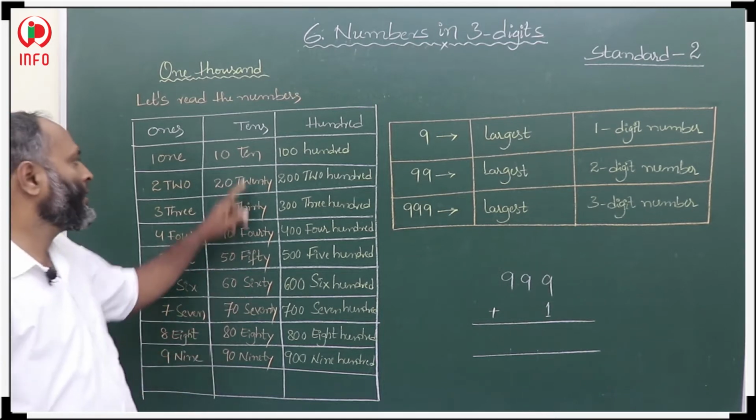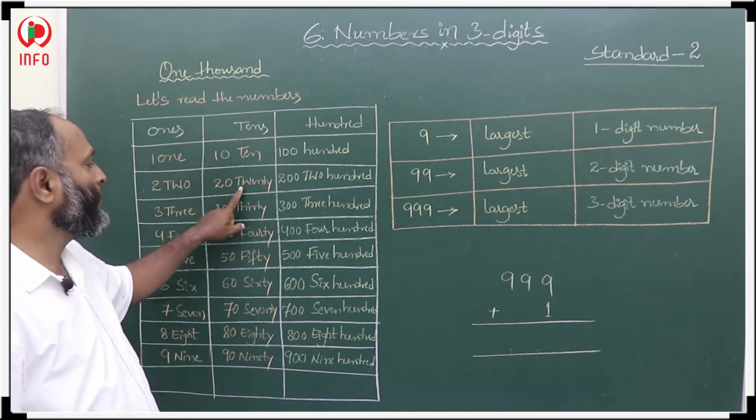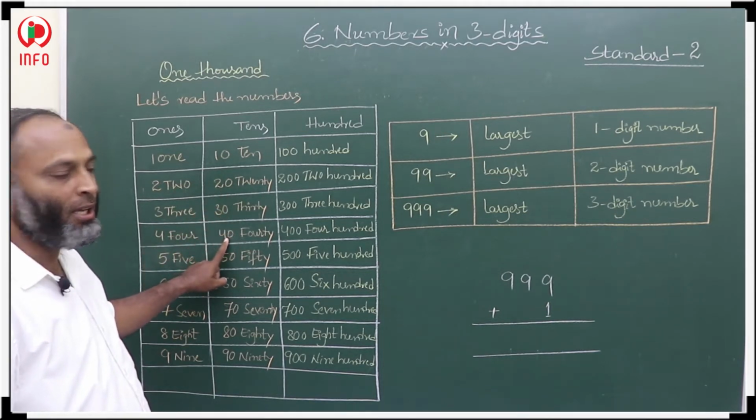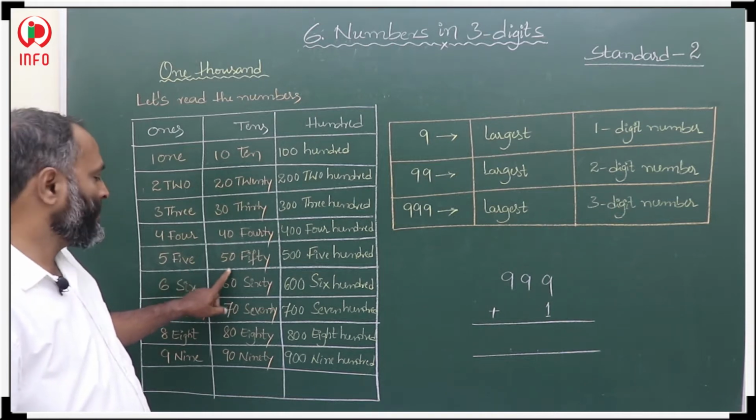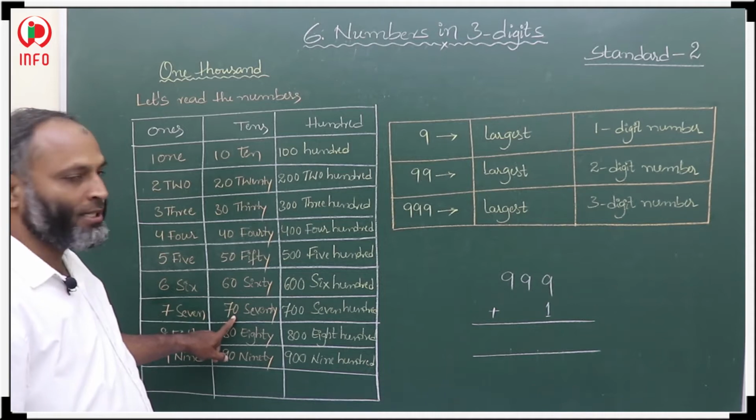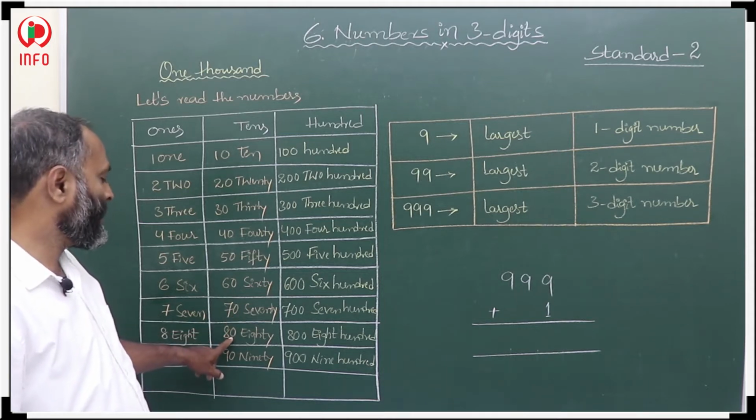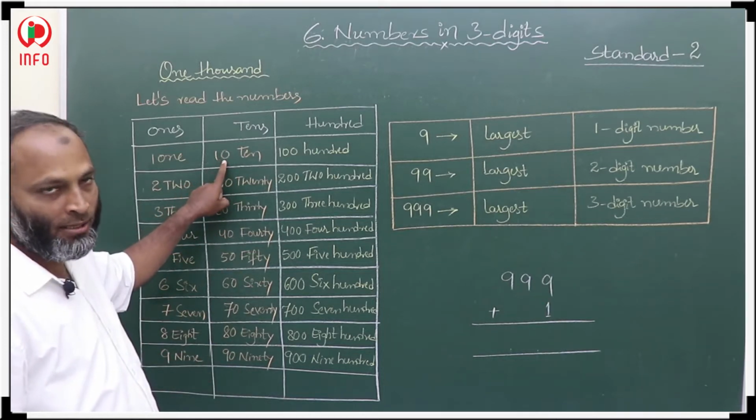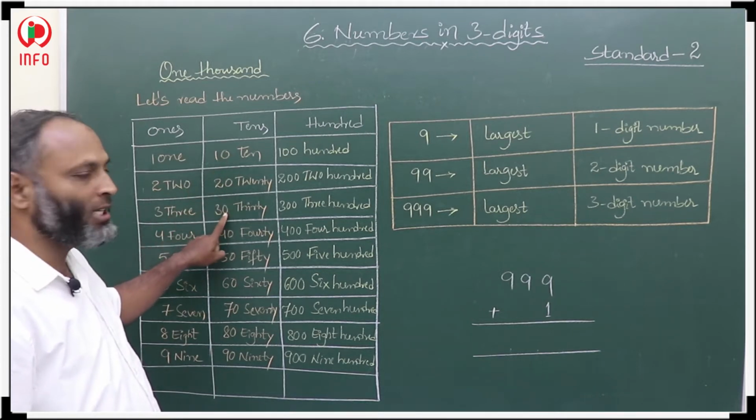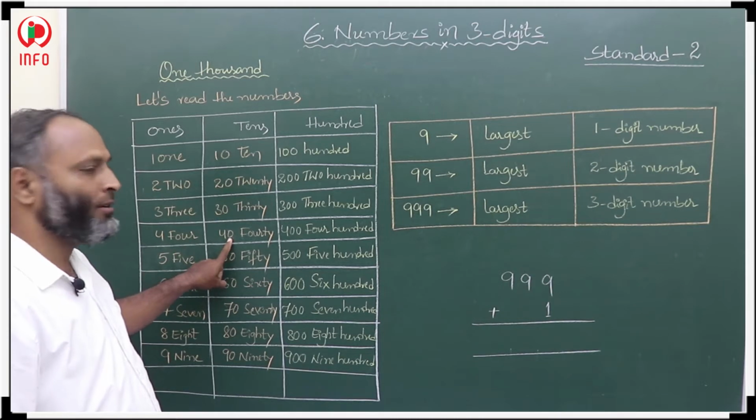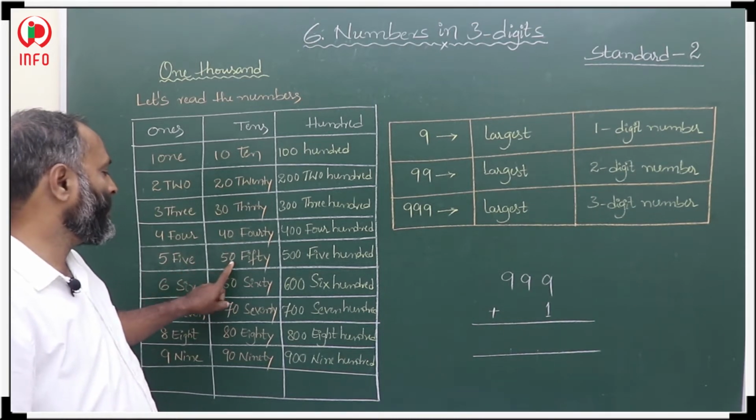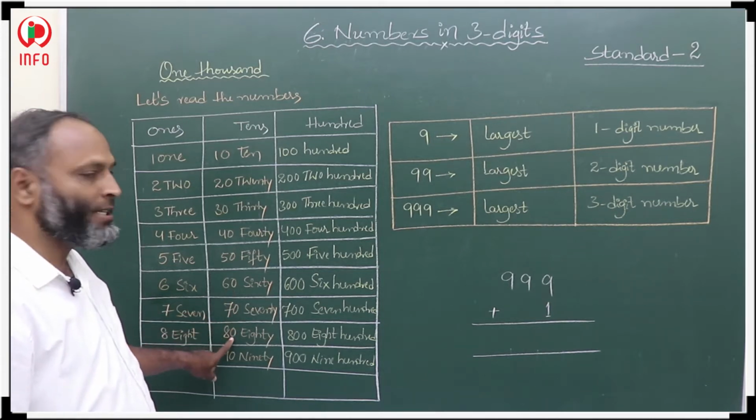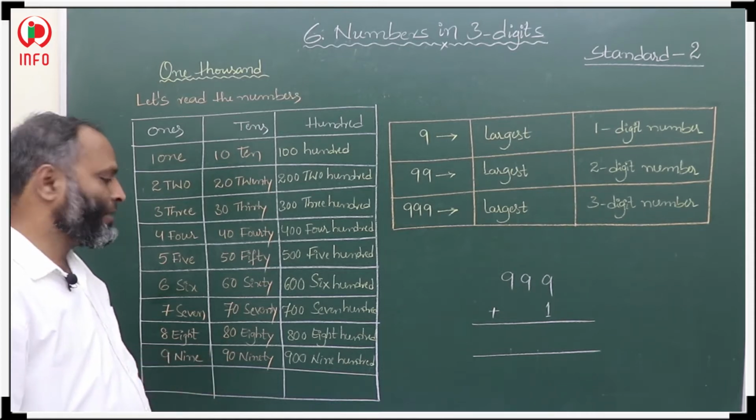In tens, so 1 ten is 10, 2 tens 20, 3 tens 30, 4 tens 40, 5 tens 50, 6 tens 60, 7 tens 70, 8 tens 80, 9 tens 90.